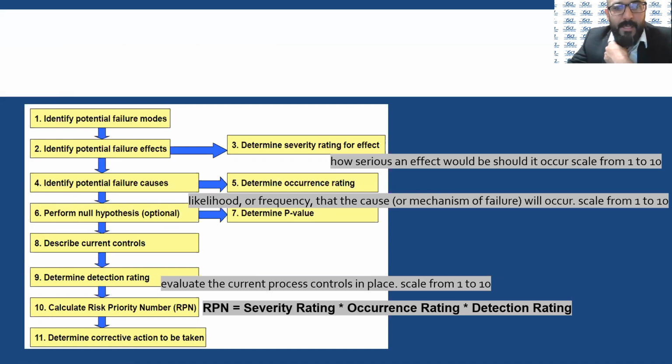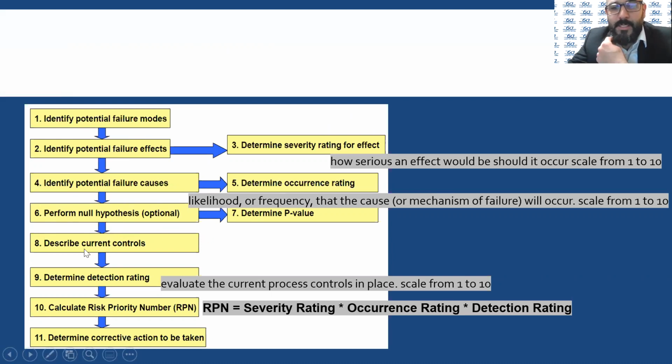Number 4, identify potential failure causes. Number 5, determine the occurrences, how often, the frequency. Again, scale 1 to 10. This is the second parameter. Now, performing the null hypothesis, this is an optional thing, so we're going to skip number 6 and 7.